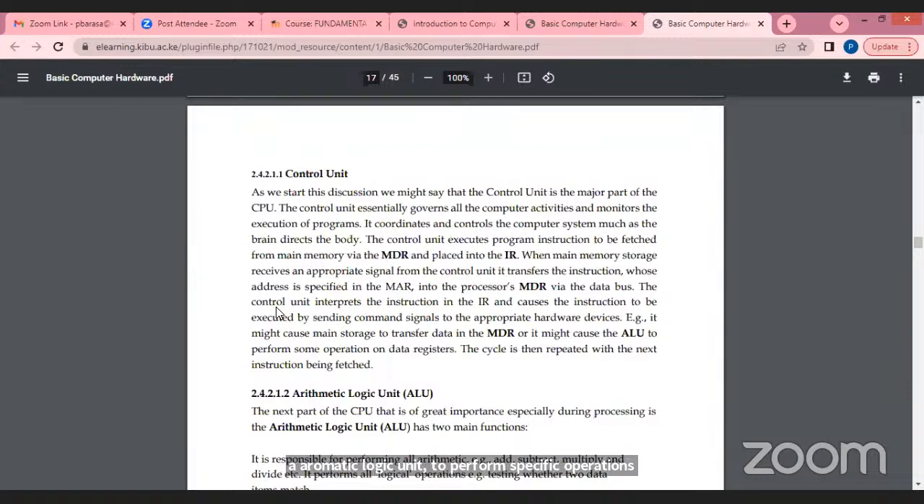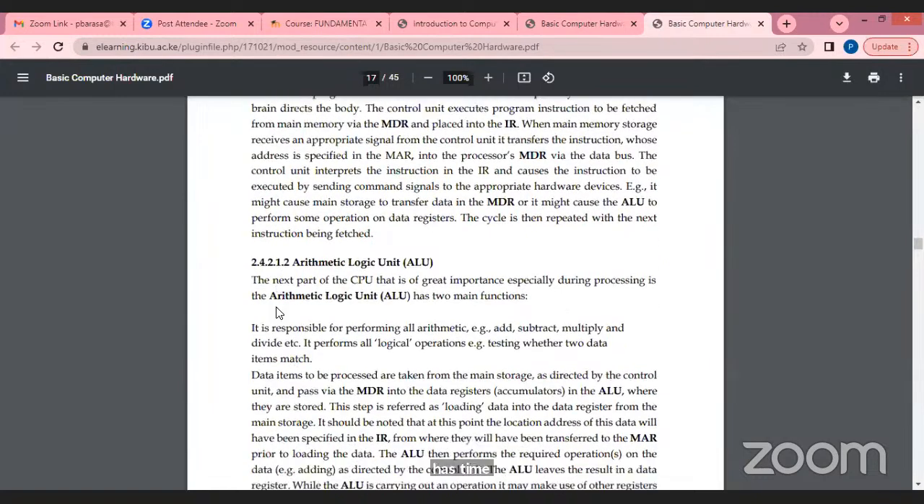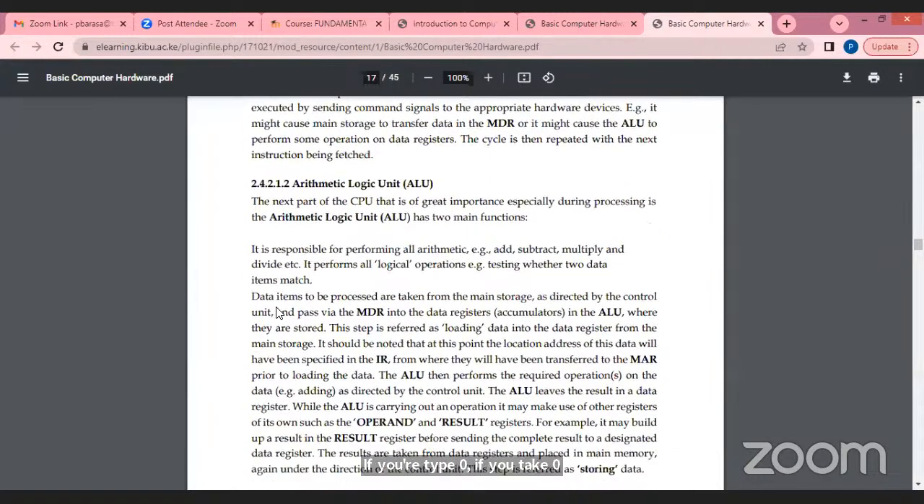So when you type on your phone, because your phone is also a computer, there is a signal that is sent, so that at the end of the day, the control unit says that this guy has typed, and you have to display the number he has typed. If you type 0, that's what you will see. And that's what happens: the control unit actually controls the entire operation.